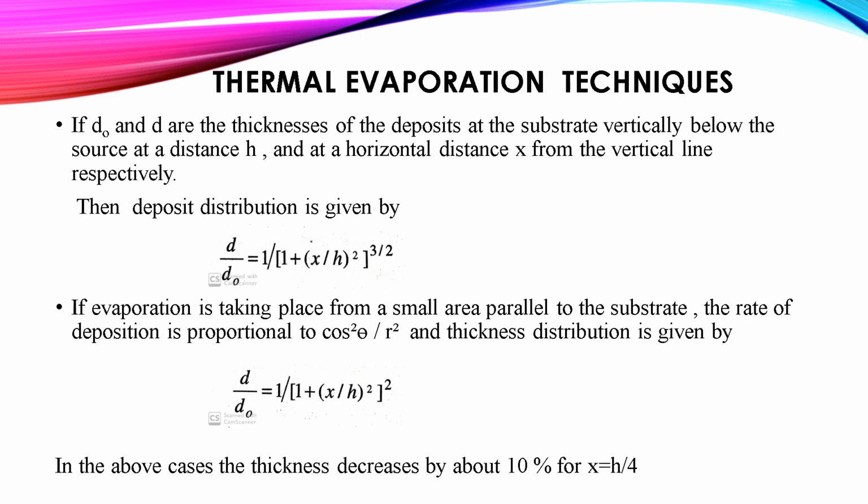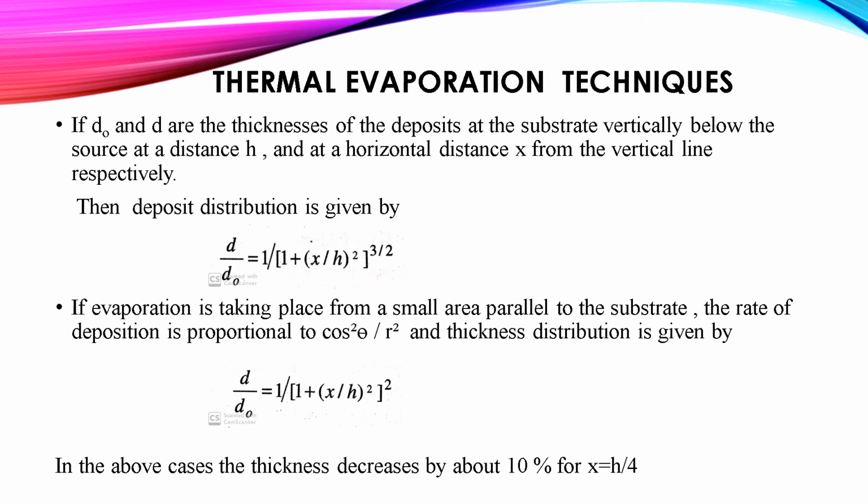If d0 and d are the thickness of deposits at the substrate vertically below the source at a distance h, and at a horizontal distance x from the vertical line respectively, then the deposit distribution is given by d by d0 is equal to 1 by (1 plus x square by h square) to the power 3 by 2.